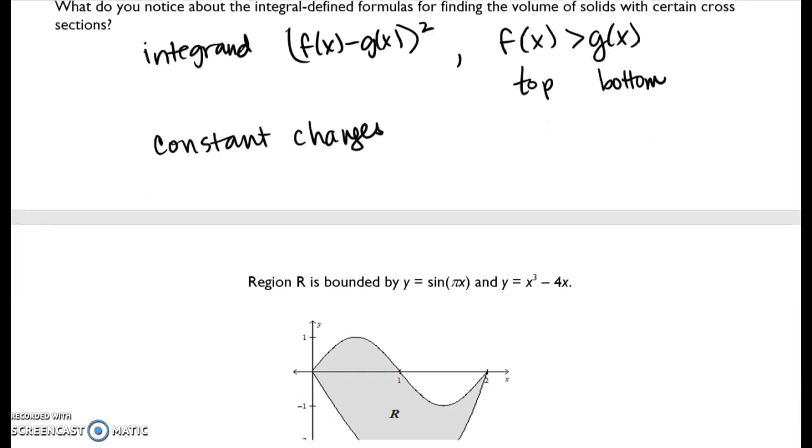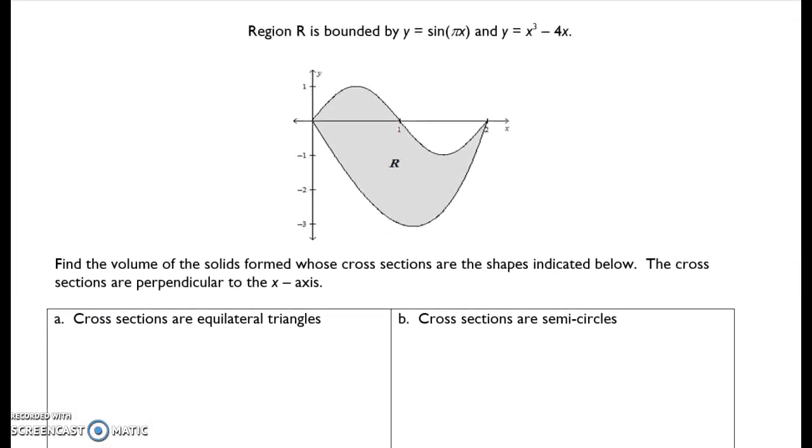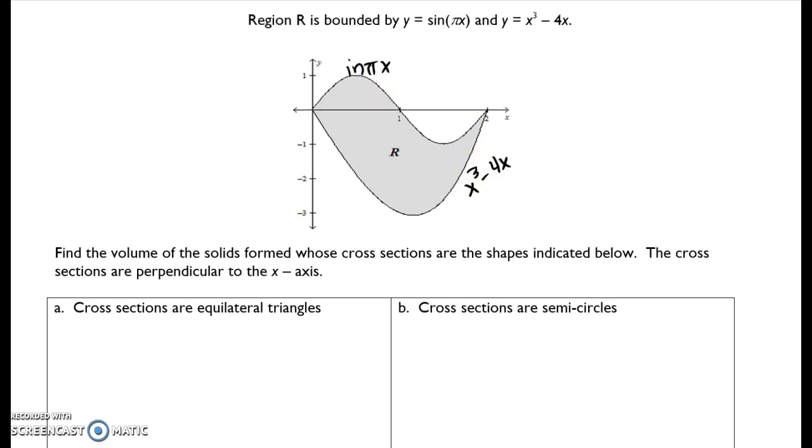So let's try this out. We have our lovely graph here. We've seen this graph before. On top is sine of pi x, and on bottom we have x cubed minus 4x. And so we're going to use those formulas we just had on the other page.